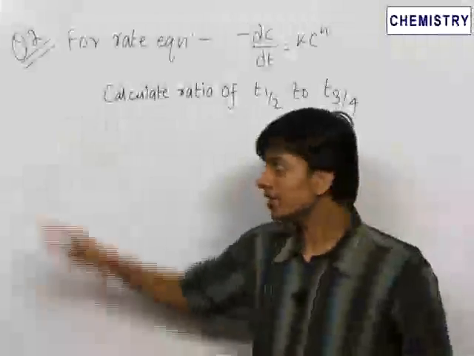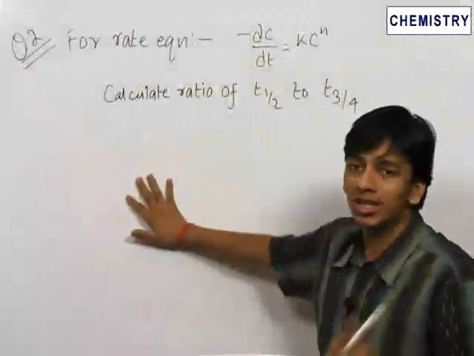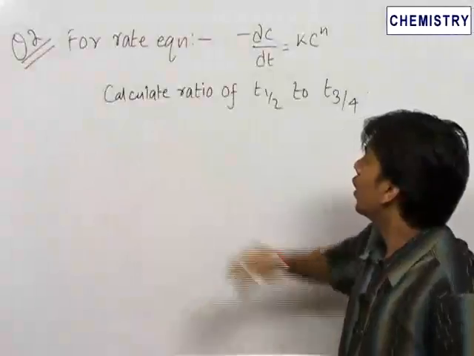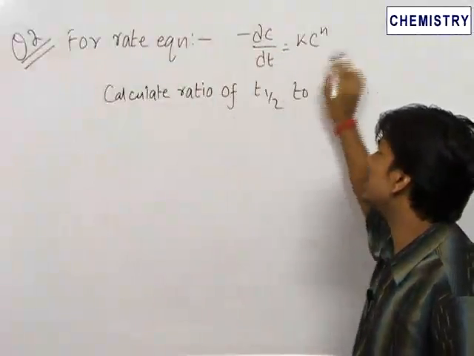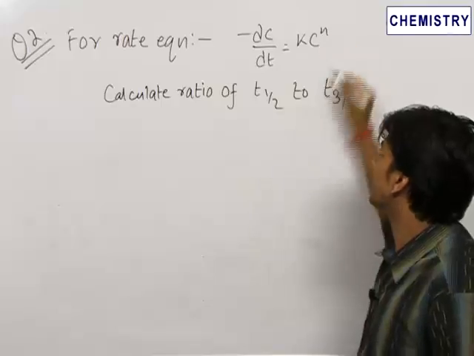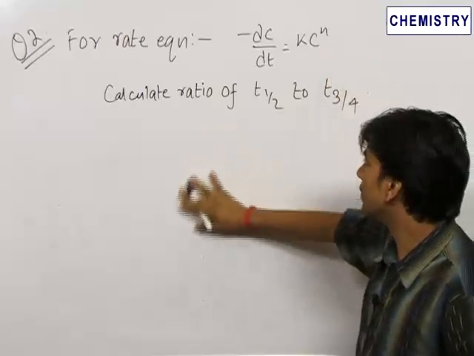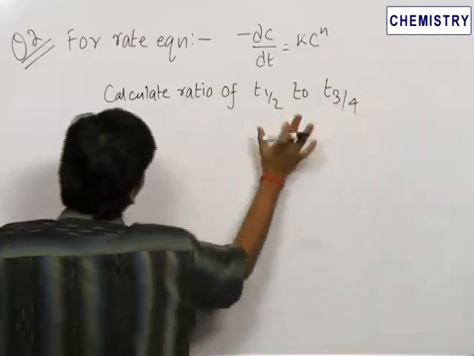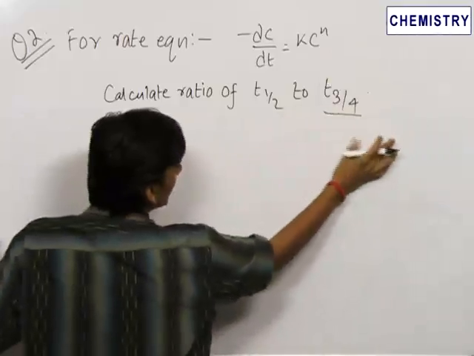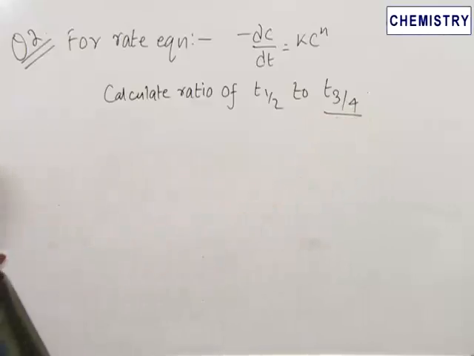The second question that we have is a very important general question whose result you should also remember. For this general rate equation, minus dC/dt is equal to k into C raised to the power n, where C is the concentration of the reactant. We need to find out the ratio of t half to t 3/4. t 3/4 is the time in which 3/4 of the reaction gets completed.